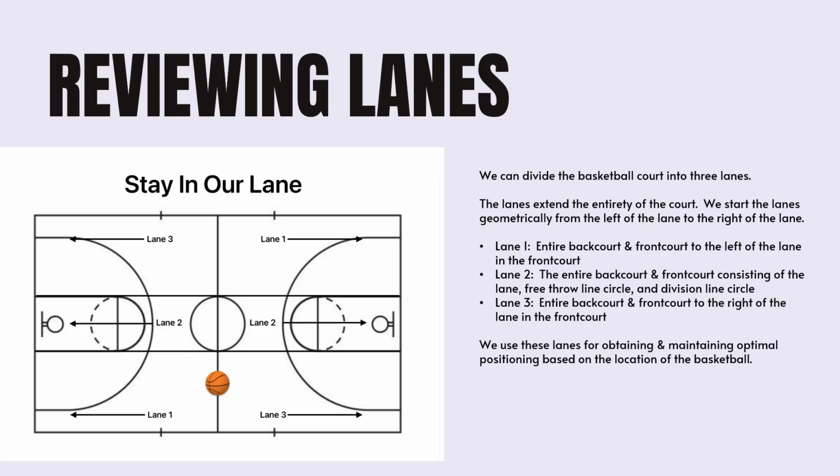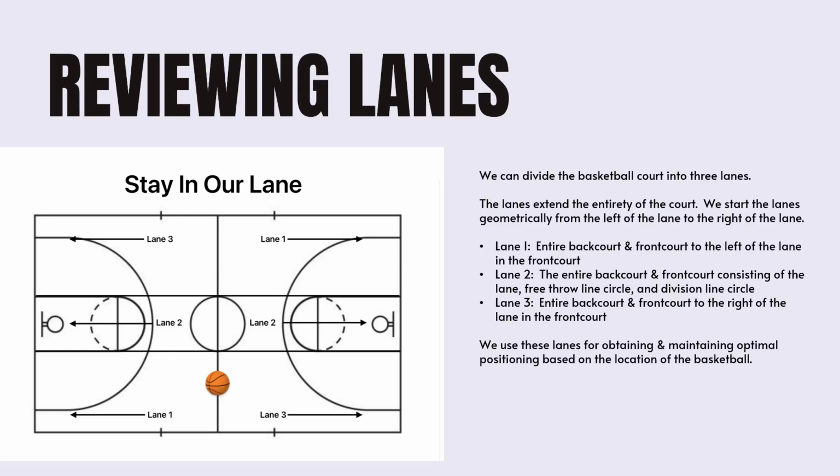So remember that we can divide the basketball court into three lanes. These lanes will extend the entirety of the court. We start the lanes geometrically from the left of the lane area to the right of the lane area. So you can think of the basket or the ring as the middle portion of the court for how we're going to view our lanes.